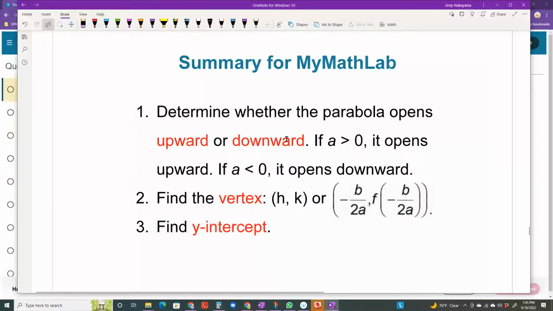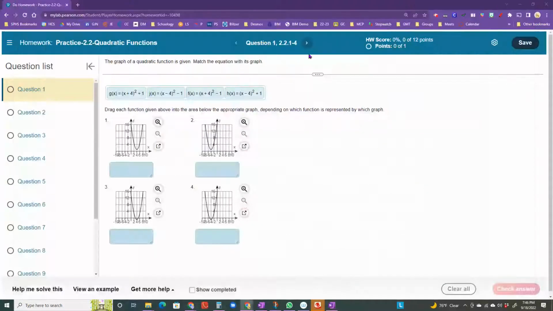You always have to determine whether it goes up or down. You always have to find the vertex. That's either going to be (h, k) or negative b over 2a and plug it back in. And then you always have to find that y-intercept because that's generally the easiest one to find, okay? So I'm going to go into MyLabMath and do some examples. The first one you look at is in vertex form.